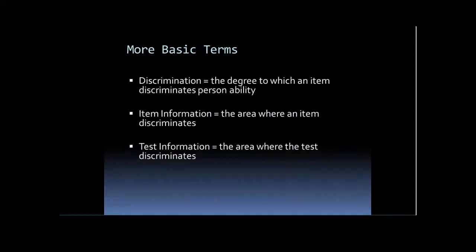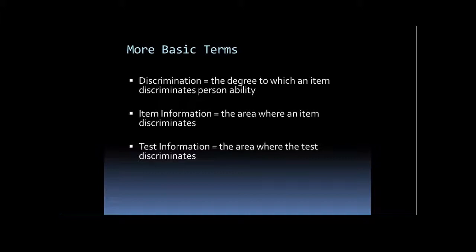Okay, some other basic terms, just so when you come away from here you have some interesting lunch chat. Discrimination: we can actually find to what degree an item discriminates person ability. So is that item spot on, or is it a little bit distant? Item information: where an item discriminates. So a 7th grade vocabulary item does a great job of discriminating 7th graders, but probably does a horrible job of discriminating 2nd graders or college students.